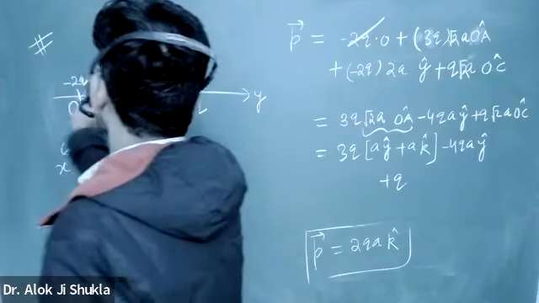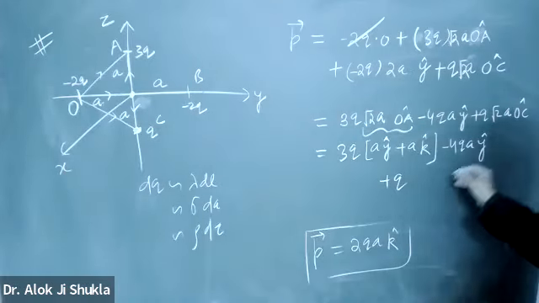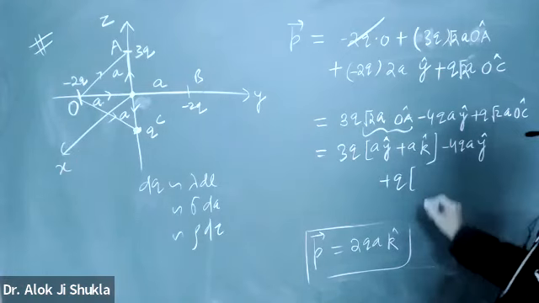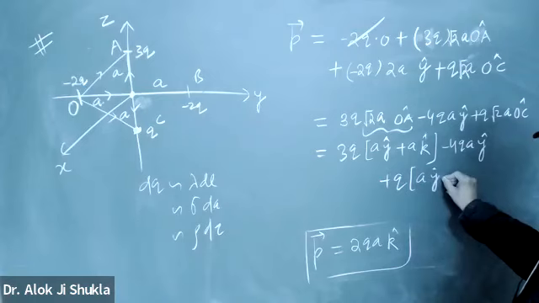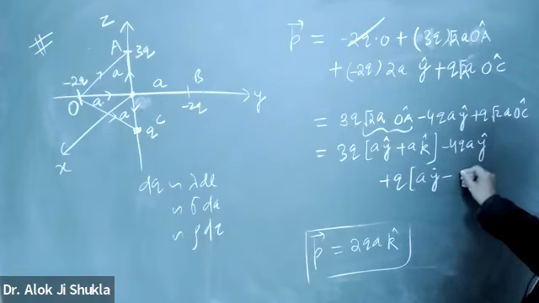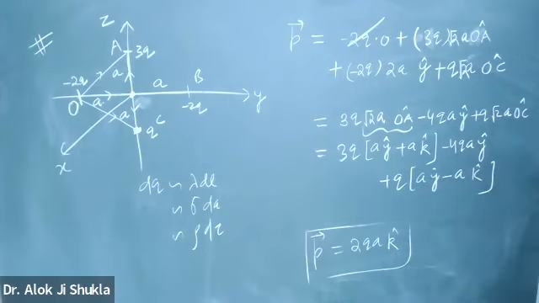This vector I will break as this vector and this vector. So this vector will be Q. Tell me. A y cap minus A k cap, j cap. Yes, sir. Okay? Now you add all this, you will get this.